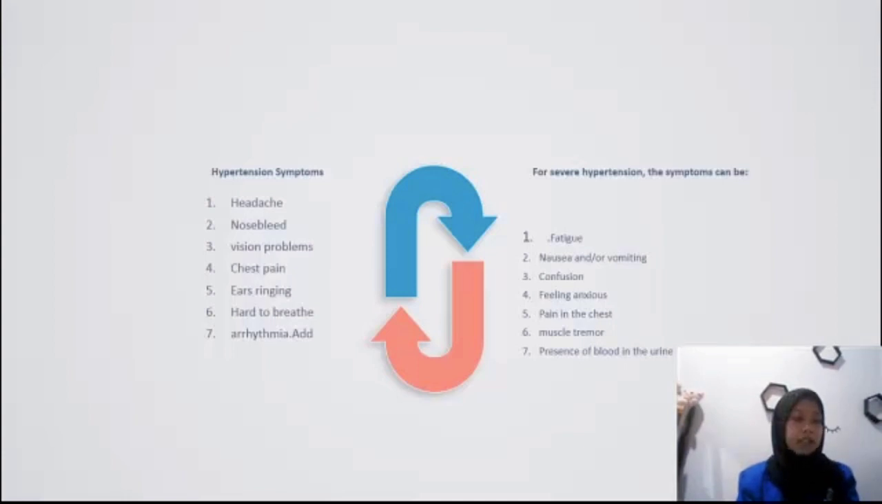For severe hypertension, the symptoms can be: 1. Fatigue. 2. Nausea and or vomiting. 3. Confusion. 4. Feeling anxious. 5. Pain in the chest. 6. Muscular tremor. 7. Presence of blood in the urine.